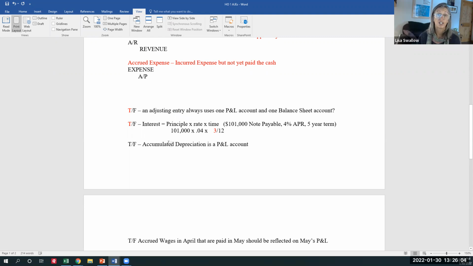Accumulated depreciation is a profit and loss account. No, it's a contra asset. It has a credit balance. It goes on the balance sheet, not the P&L. That's false.